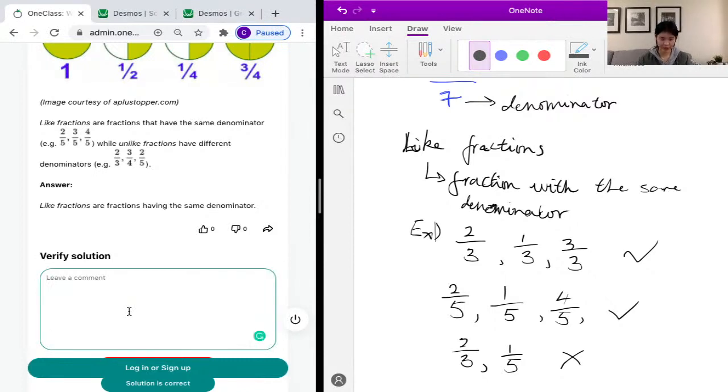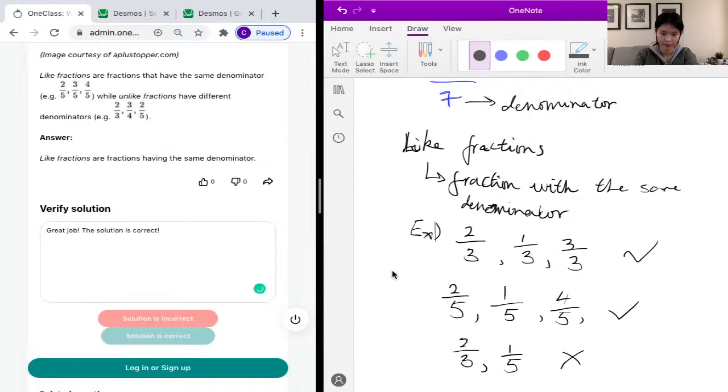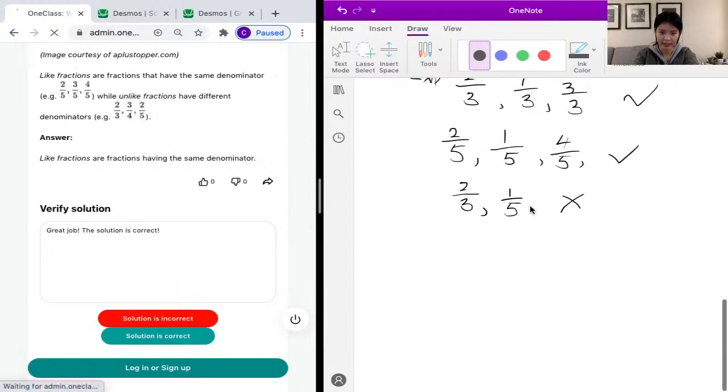Basically, like fractions are just fractions that have the same denominator, and like fractions are really useful for doing fraction addition. So let's just say, great job, the solution is correct. And let's move on to our fourth problem now.